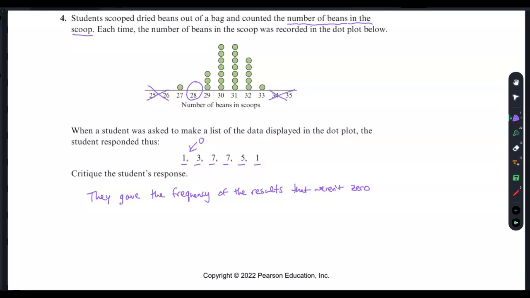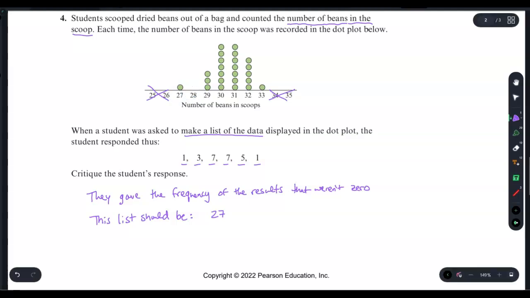However, to do what they were asked to do, to actually make a list of the data, you would need to list not just the frequencies. So let's do that. What would the correct answer look like? The lowest one I can see is 27 beans in the first scoop. So I would list a 27. That one only occurred once, so then I don't have any 28s. If I'm just listing the data, I would not have to mention that. If I'm listing the frequencies, they should have had a 0 there, in between the 1 and the 3.